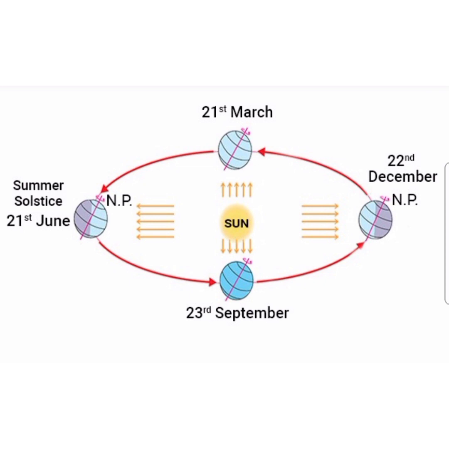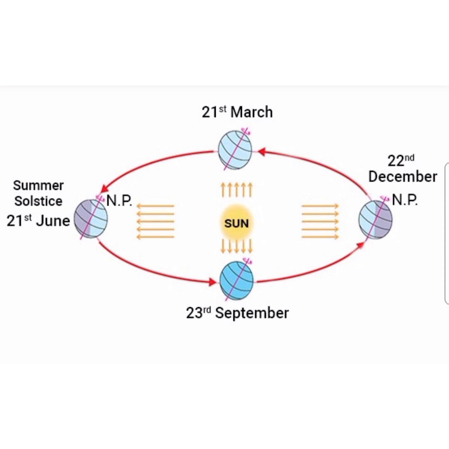And on 21st of June, when the northern hemisphere is tilted towards the sun and the rays of sun fall on the Tropic of Cancer, it is also known as summer solstice. And on 22nd December, when the Tropic of Capricorn receives direct rays of sun and the South Pole is tilted towards it, it is also known as winter solstice.